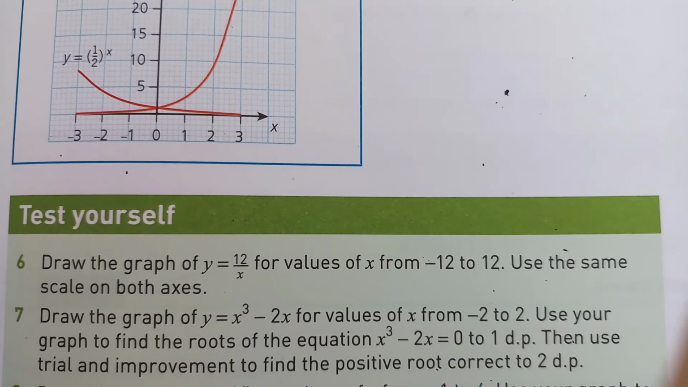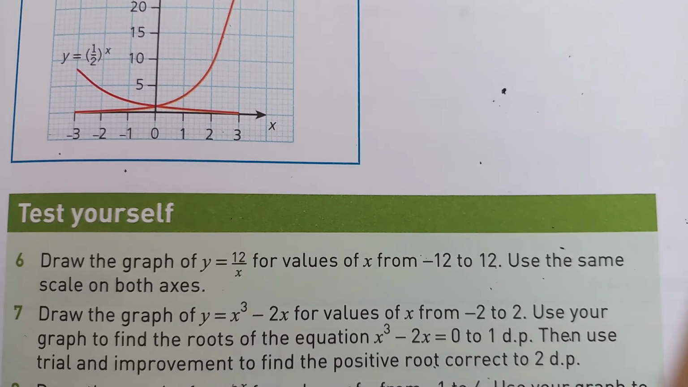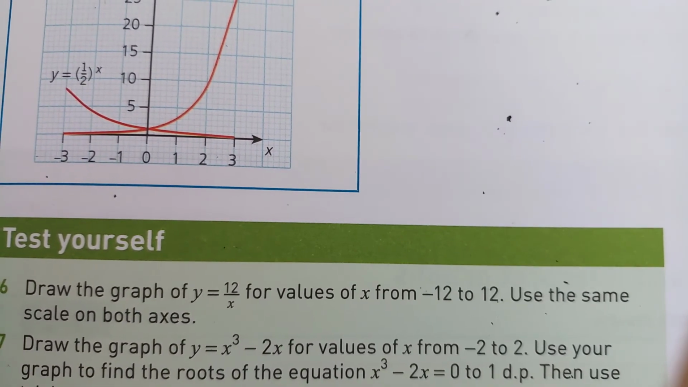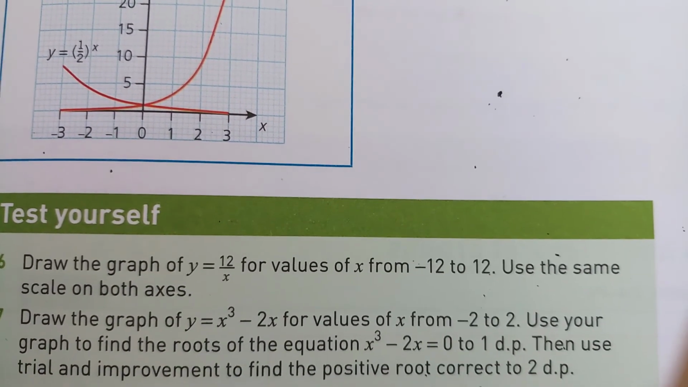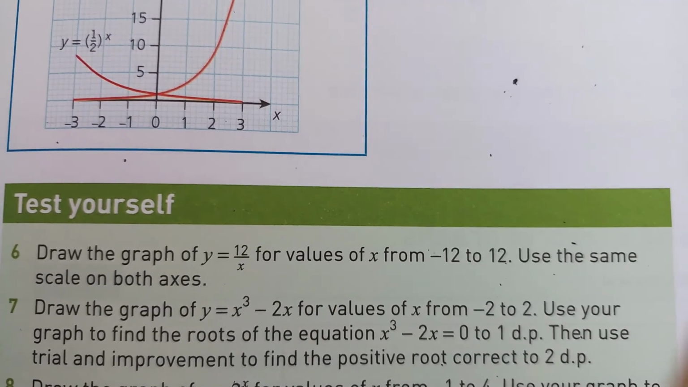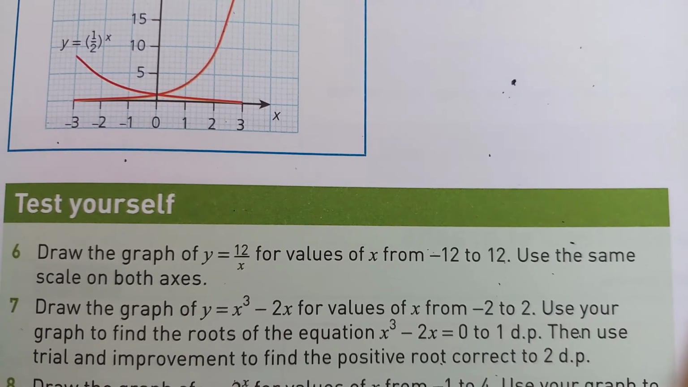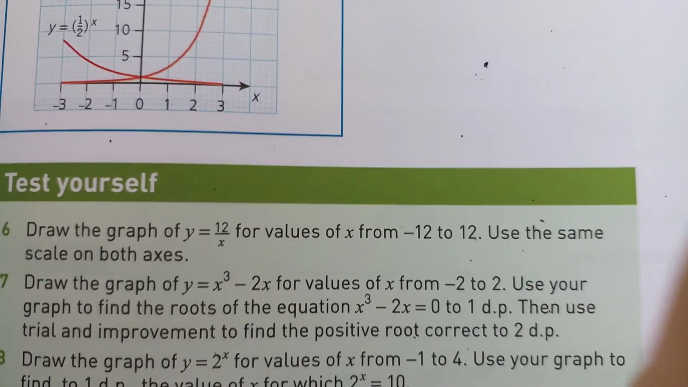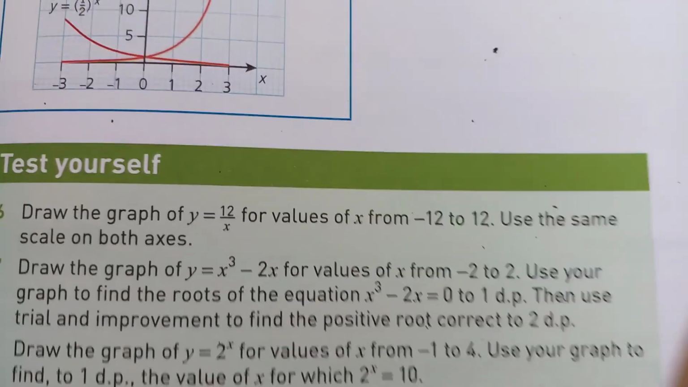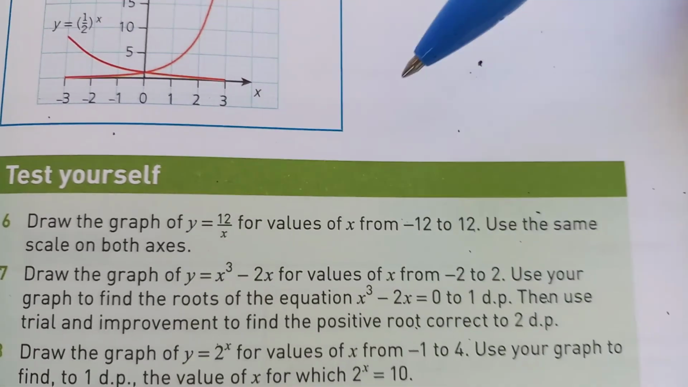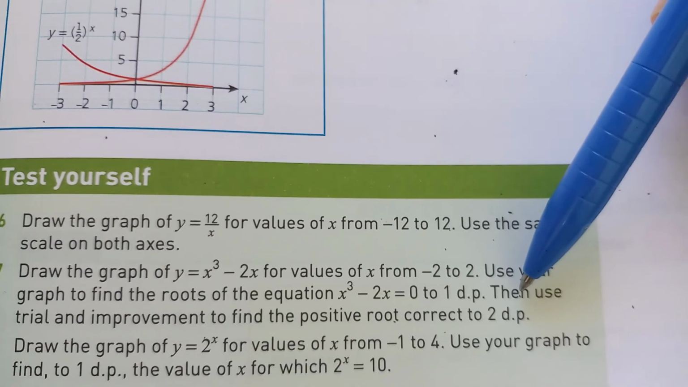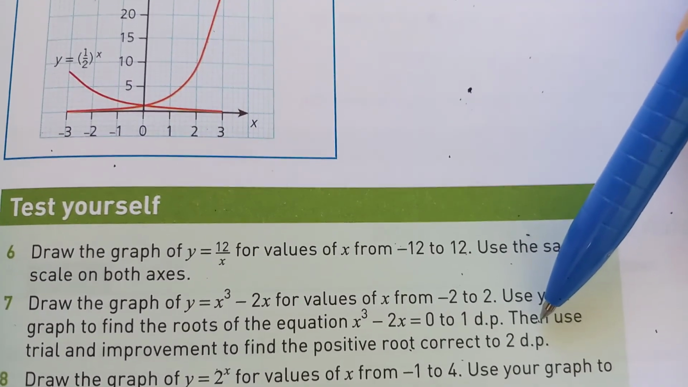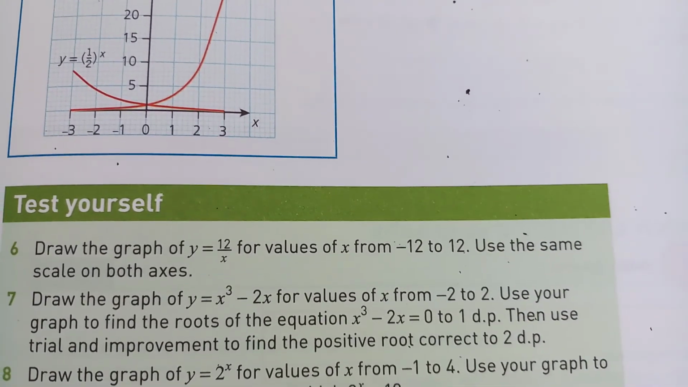Number 7 is the cubic graph. For number 7, you need to use the graph to find the roots of the equation, up to the second sentence only. Then the sentence about using trial and improvement to find the positive root correct to 2 decimal places, you don't have to do this. You can just ignore that sentence. So 6 and 7, copy the question and then do the question.